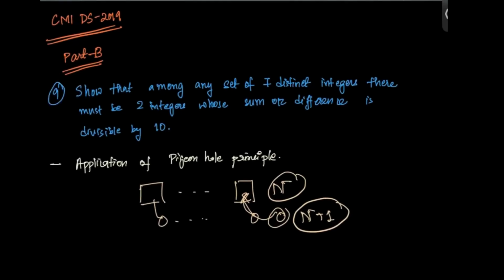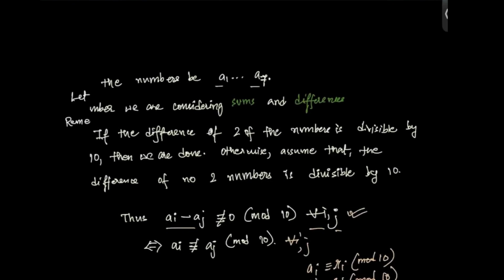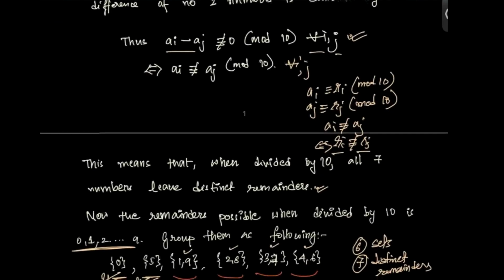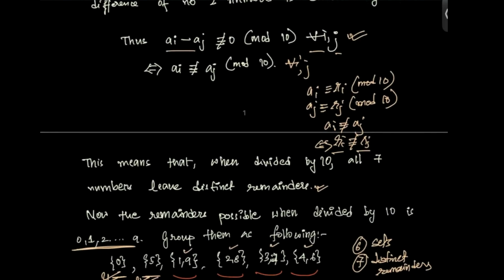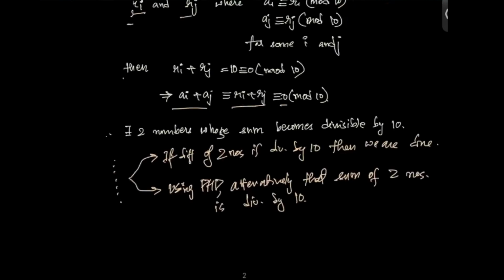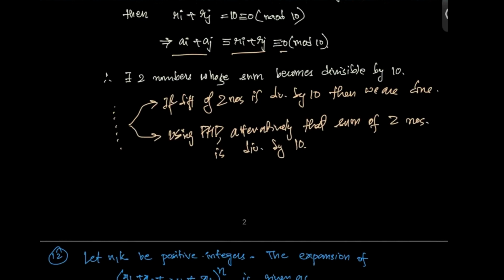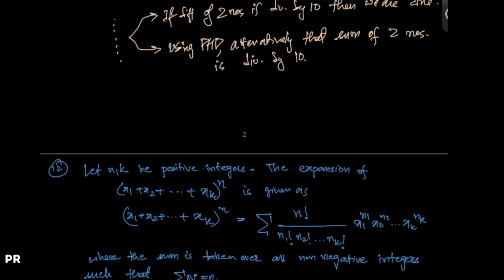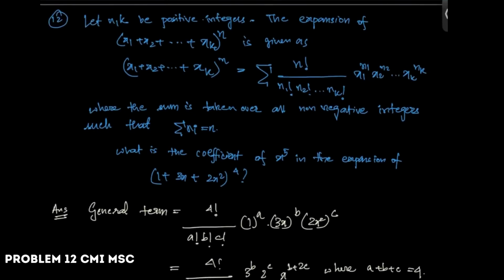The main takeaways from this are understanding the goal. If you can understand that the problem requires application of PHP, then you first need to arrive at what your pigeons and holes are, and then try putting them in and seeing what conclusions you can derive. And the second one would be this trick where you assume that it is not happening and then you go along. So we move to the second problem for today.